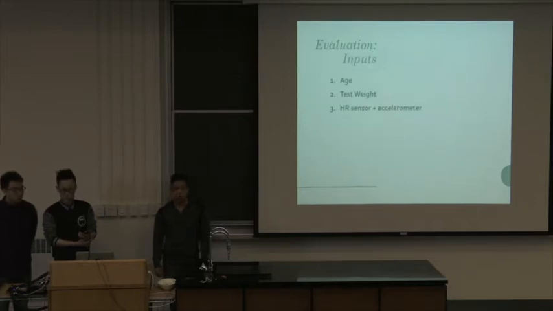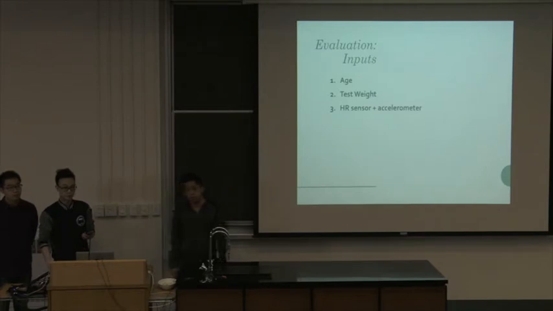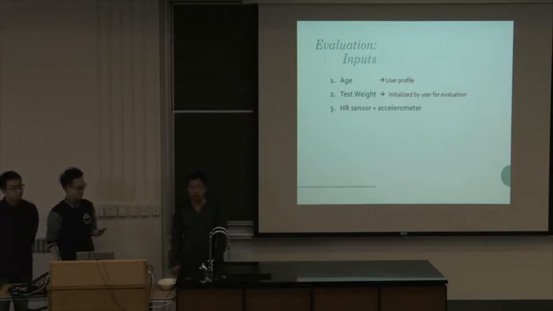Using this model requires several inputs. First one is age, which will be listed in the user profile. Second is test weight, which would be initialized by the user before the evaluation to get the recommended weight. And lastly, we would require connection to several sensors, a heart rate sensor as well as an accelerometer, using Bluetooth connection. And the assessment is very easy. Simply perform 15 repetitions of the exercise.